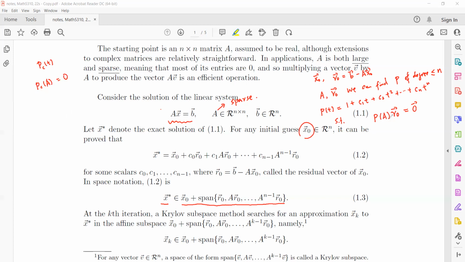Now from this equation, I plug in A for t and multiply P of A by R0. Then we get this equation: R0 plus c1 A R0 and so on, plus cn A to the n R0, and this is a zero vector, right? Now what is R0? R0 is b minus A times x0, and then plus c1 A R0 and so on, plus cn A to the n R0 equals 0.